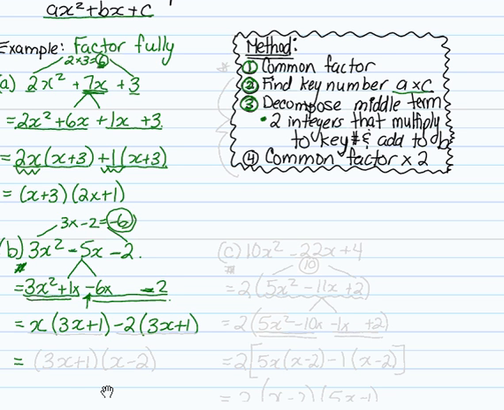Finally, we common factor out the common binomial in both of these parts of the expression, which is 3x plus 1, and we're left with x and minus 2.